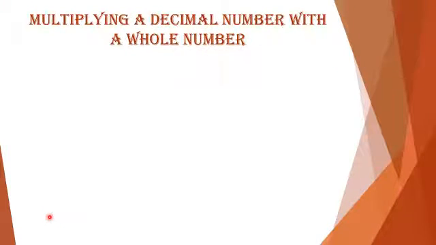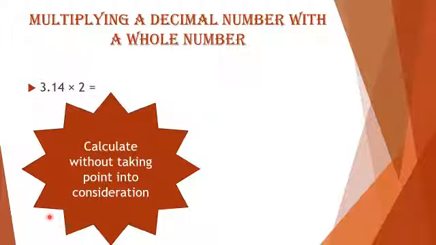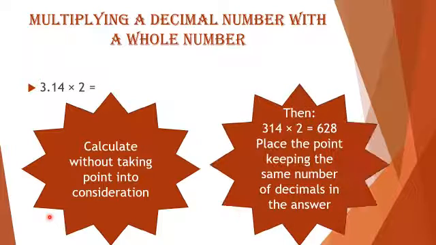Let us start with multiplying a decimal number with a whole number. For example, 3.14 times 2. First, calculate without taking the point into consideration. Then we multiply. 314 times 2 is equal to 628. Second, place the point keeping the same number of decimals in the answer.